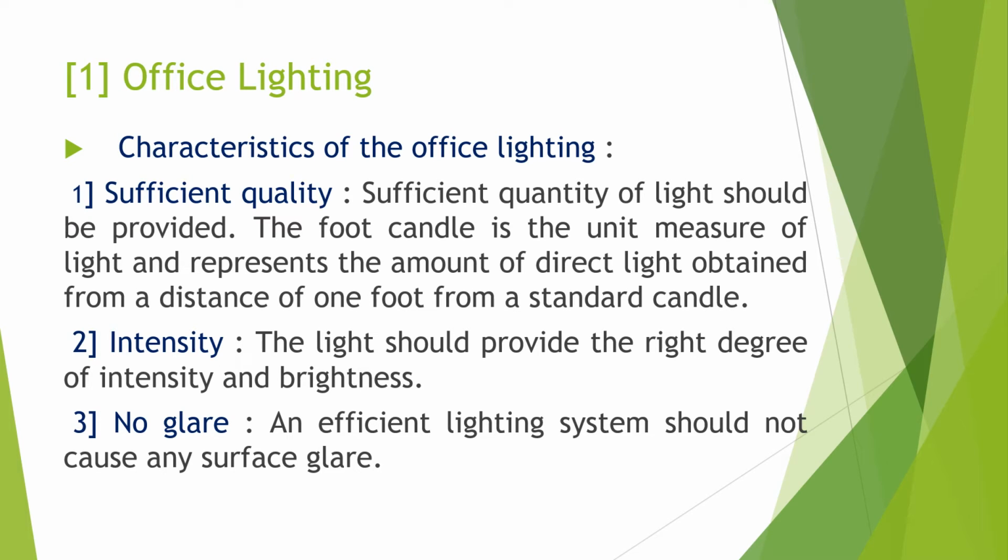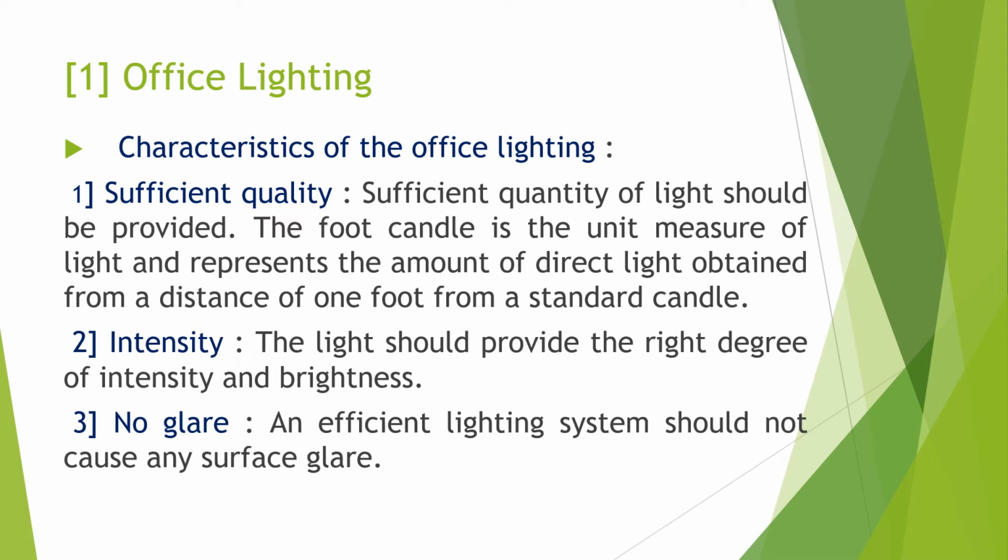In this slide, now we will discuss the first point, office lighting. Characteristics of the office lighting. First point is sufficient quantity. Sufficient quantity of light should be provided. The foot candle is the unit measure of light and represents the amount of direct light obtained from a distance of 1 foot from a standard candle.